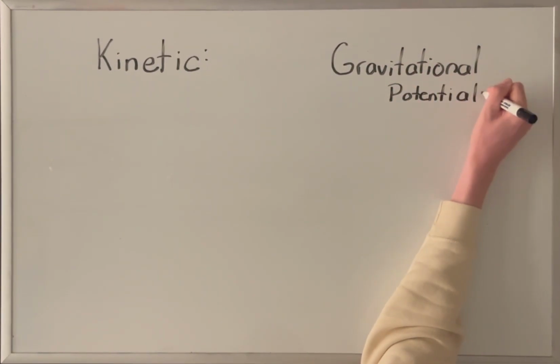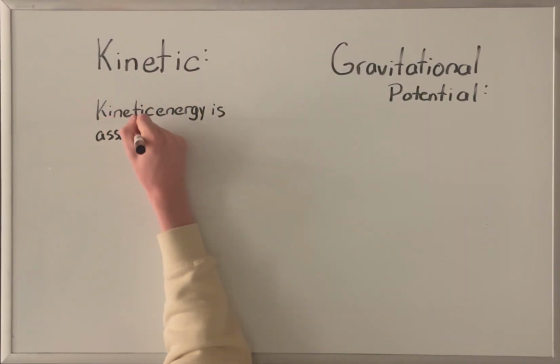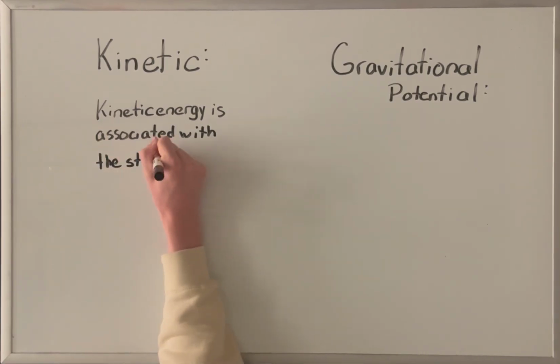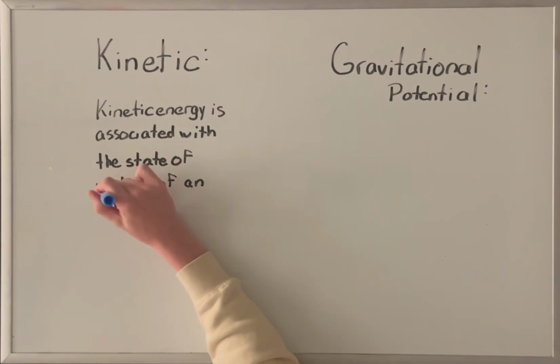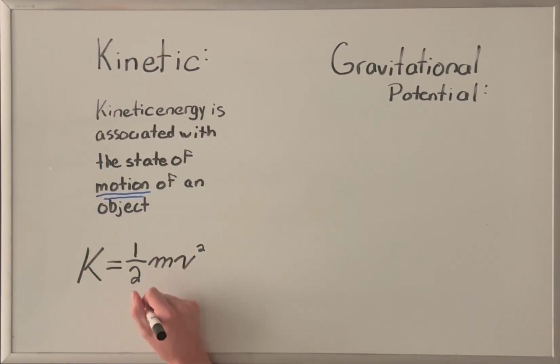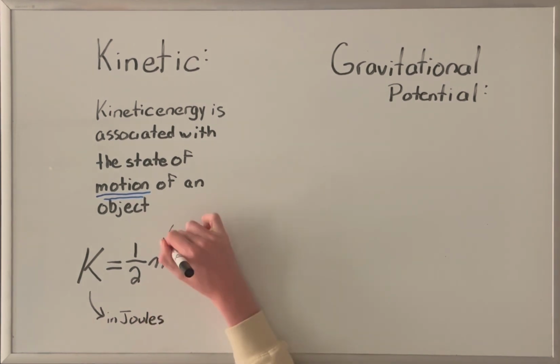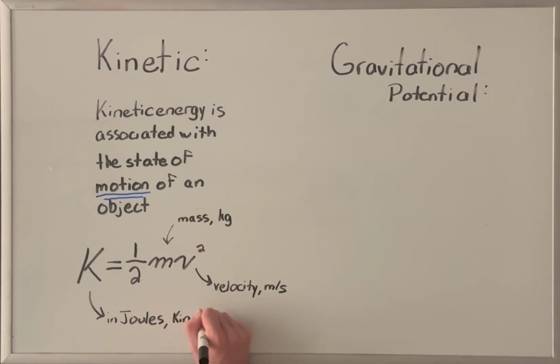Kinetic energy is determined based off an object's motion, speed, or velocity, which are all kind of used interchangeably, although they have slight differences in meaning. The equation for this is 1/2 times the mass times velocity squared, where the energy is in joules, the mass is in kilograms, and the velocity is in meters per second.